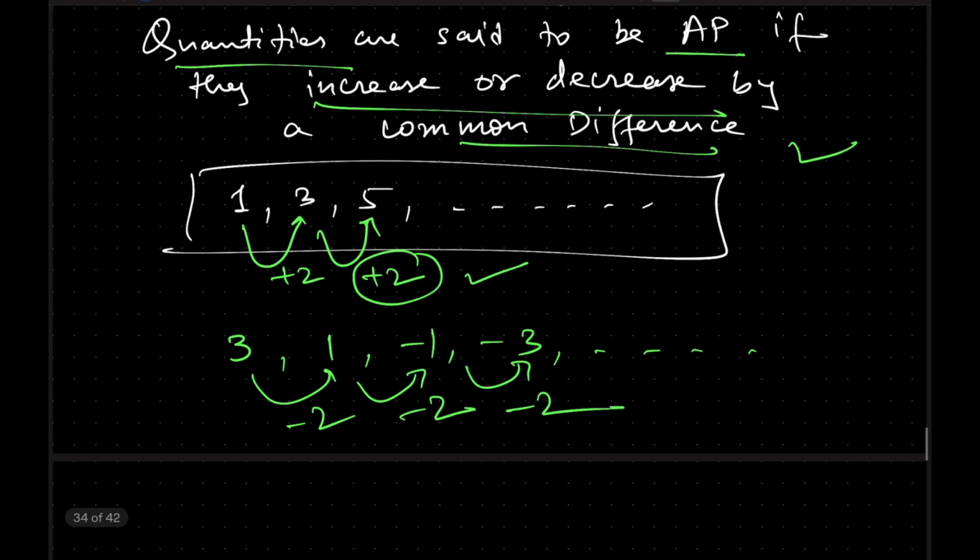We will see more about it later. Suppose the first term of an AP is A and the second term is A plus D. D is the common difference by which it is increasing.